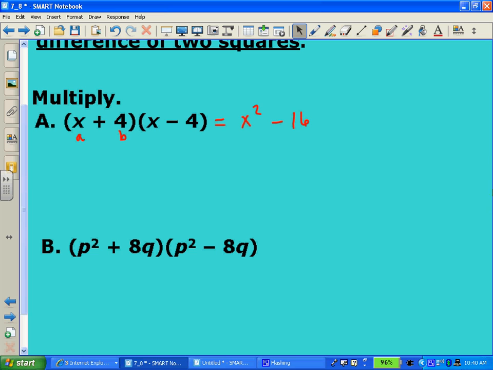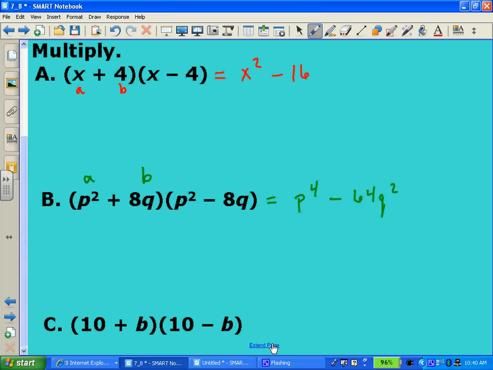If we look at another one here, again, I need to identify what's a, what's b. So if this is a and this is b, again, I would see, alright, that's going to be difference of two squares, because I got plus and minus and they're the same binomial. So then a squared would be p to the 4th, and b squared would be 64q squared.